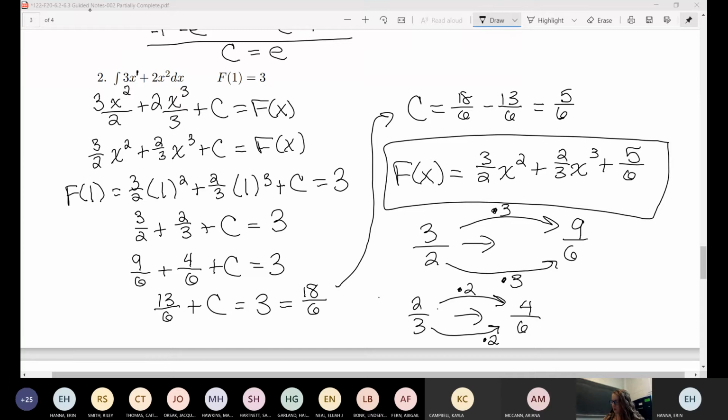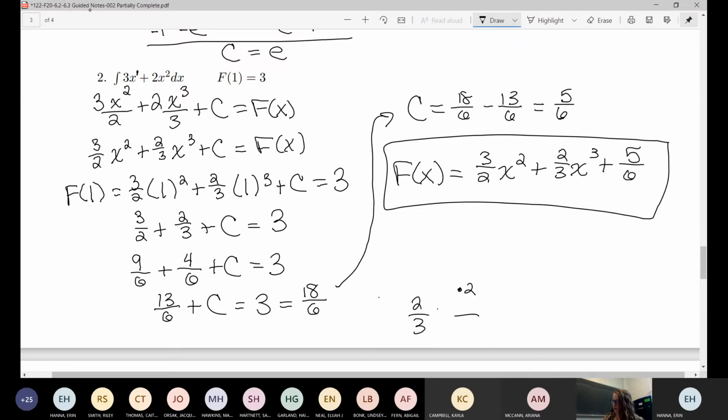Okay, I'm going to erase the thing I just wrote down so people don't get confused when they look at it later. So that's pretty much 6.2.